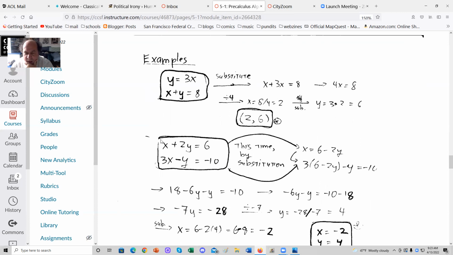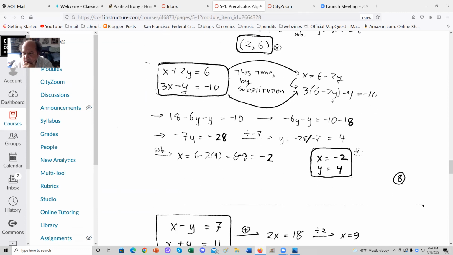Here we have x plus 2y equals 6, 3x minus y equals negative 10. Now here we have a 1x, so we can solve for x in terms of y. When we do that, we get x equals 6 minus 2y. We substitute that expression for x into here where this 3x is. So substituting, we get 3 times (6 minus 2y), minus y equals negative 10. This is one equation and one unknown which we can solve.